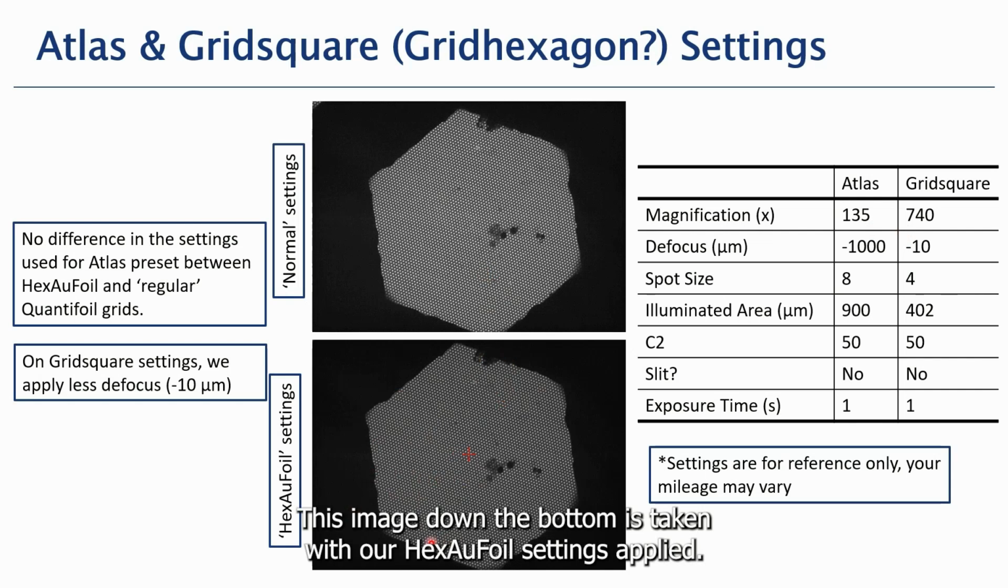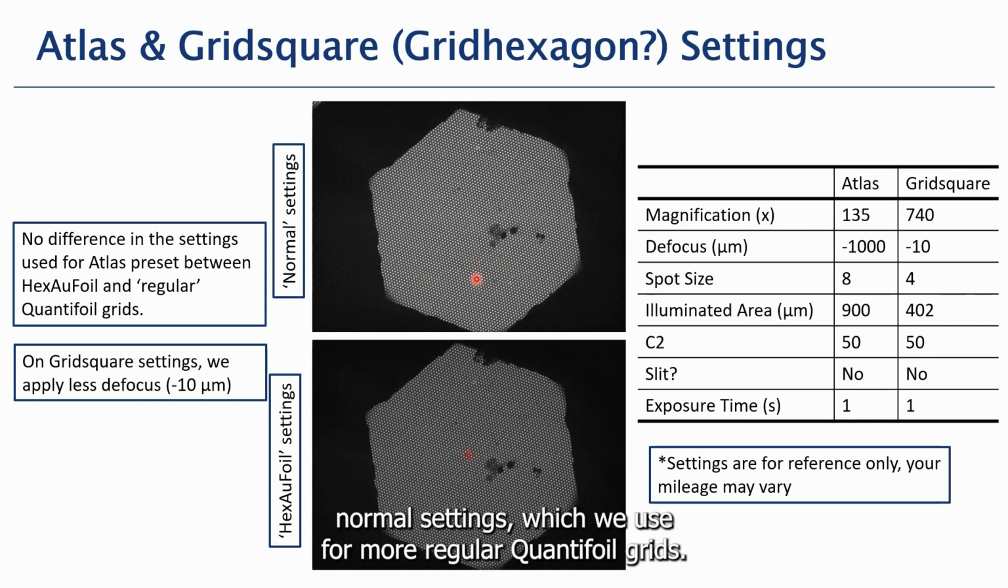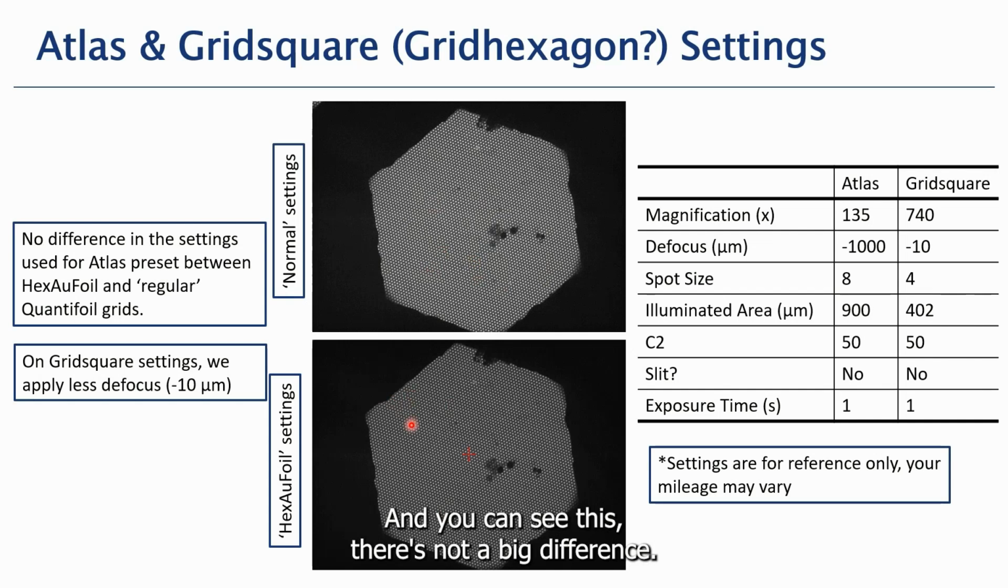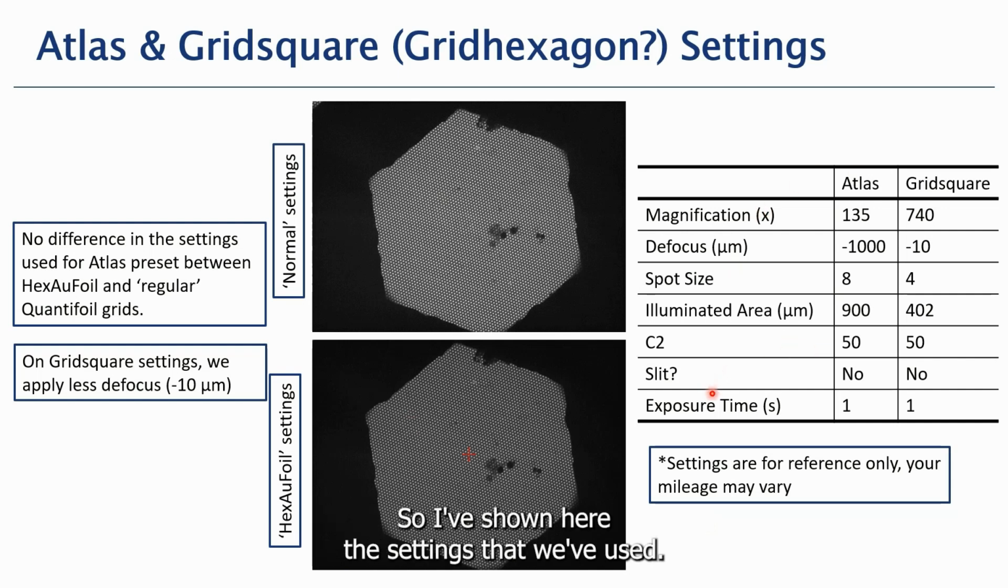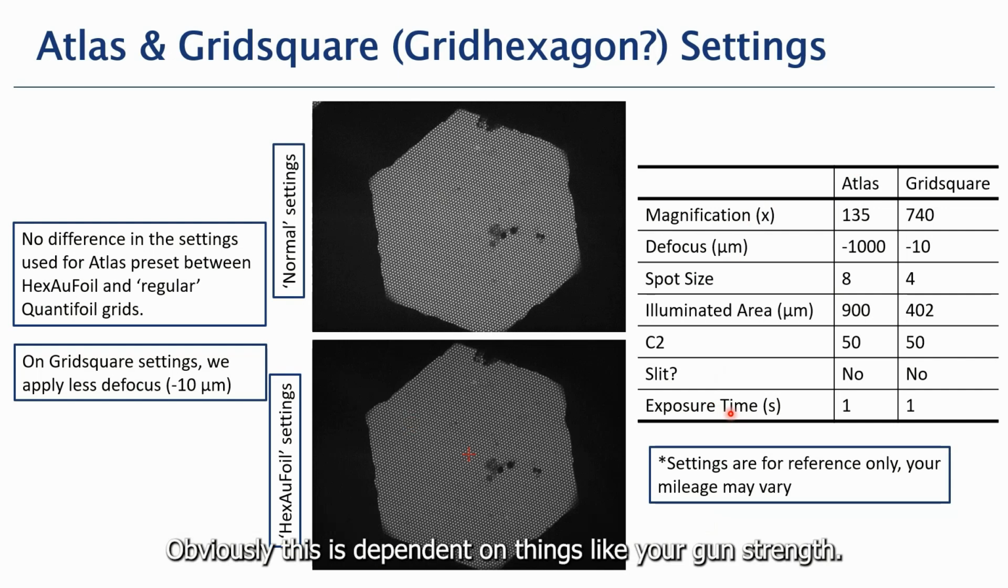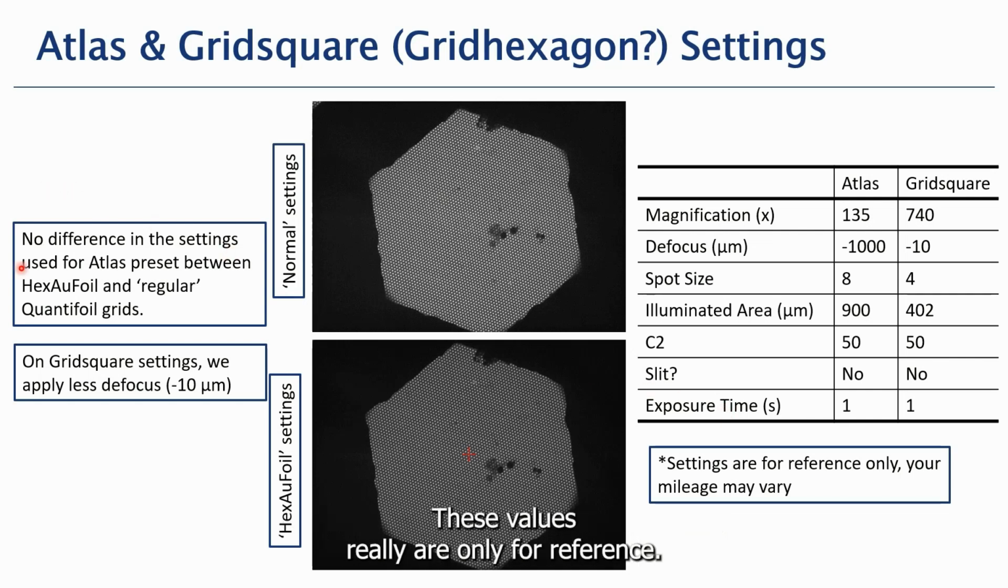This image down the bottom is taken with our Hexafoil settings applied. This one at the top is taken with our quote-unquote normal settings, which we use for more regular Quantifoil grids. And you can see there's not a big difference, and there's enough contrast in there for us to be able to work quite well. So I've shown here the settings that we've used. Obviously this is dependent on things like your gun strength, and although that should be reasonably consistent between microscopes, these values really are only for reference. So your setup may be slightly different.